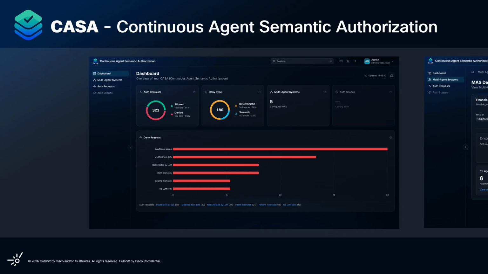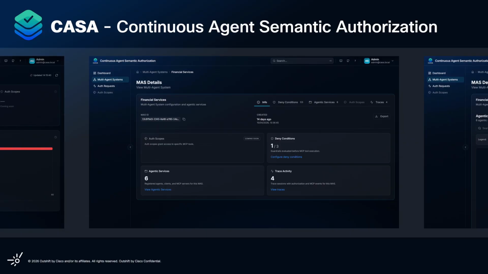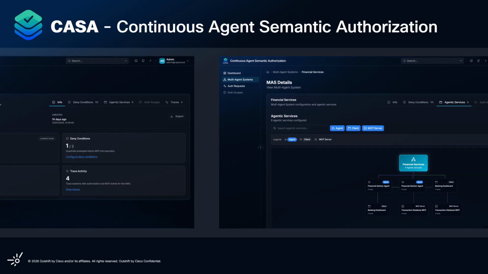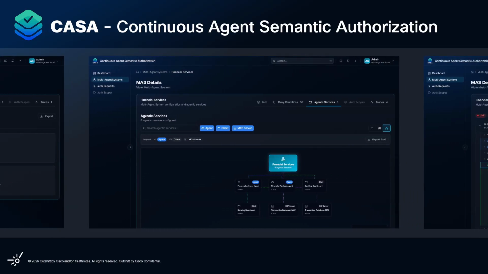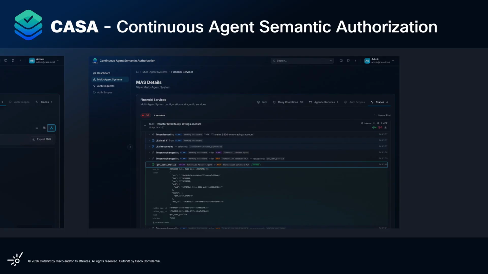From there, you can drill into the details of a specific multi-agent system, seeing its registered agents, clients, and MCP servers, along with their scopes and the authorization checks that are enabled. You can also view tasks tracked within a multi-agent system through the traceability feature, including authorization requests and full traces for each task, showing token-level detail for each user session with allow or deny decisions and check details per tool call.